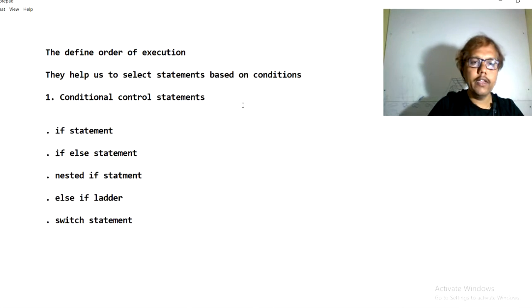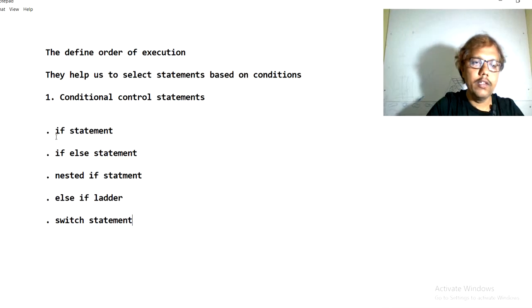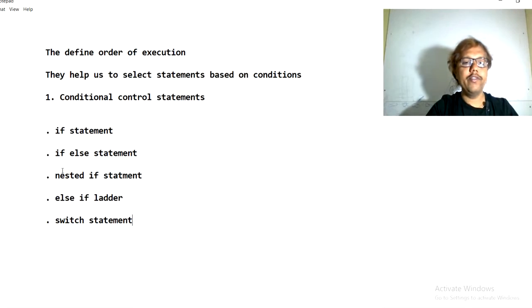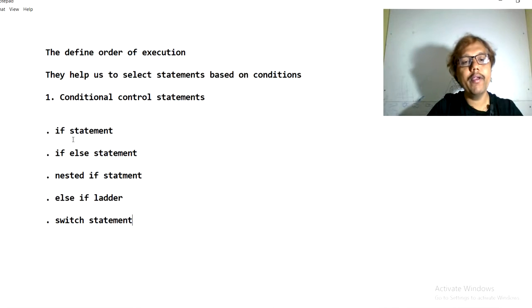So these are the 5 conditional control statements we have: if else, nested if, else if ladder, and switch statement. So when to use a particular conditional control statement depends on the problem we are going to solve.